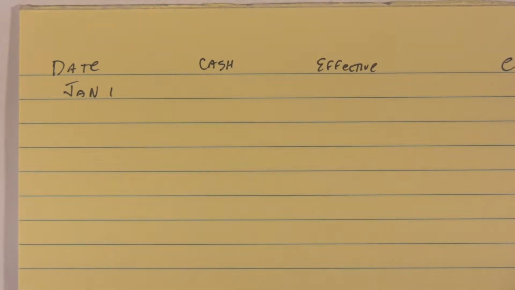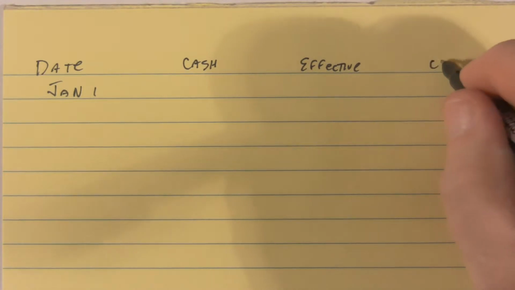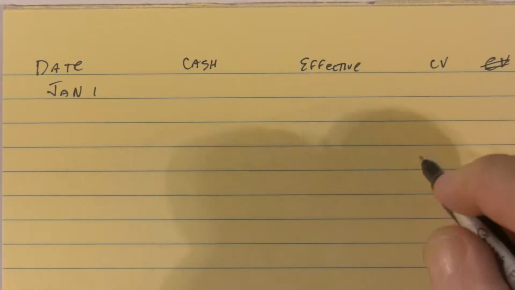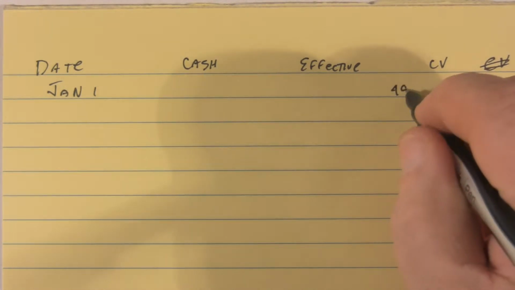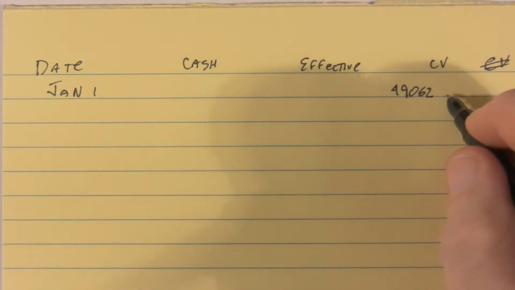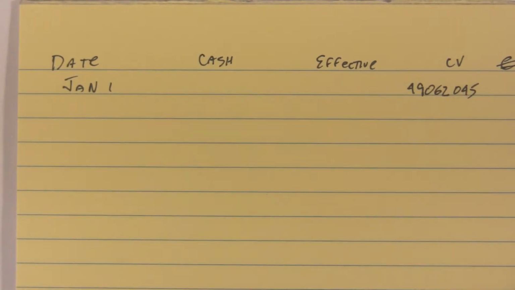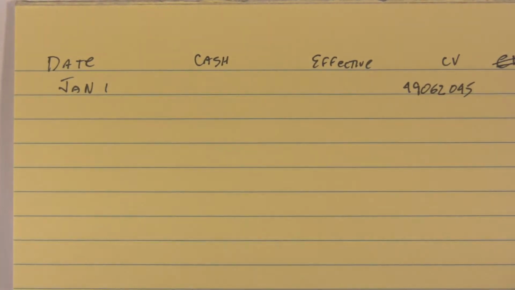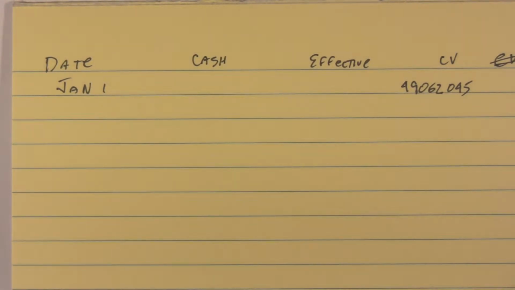So January 1st, we buy the bond, okay? The carrying value, when we buy it, they tell us is 49 million, 62,045 dollars. So this bond was sold at a sharp discount. It's a $75 million 4% bond sold to yield 8%.